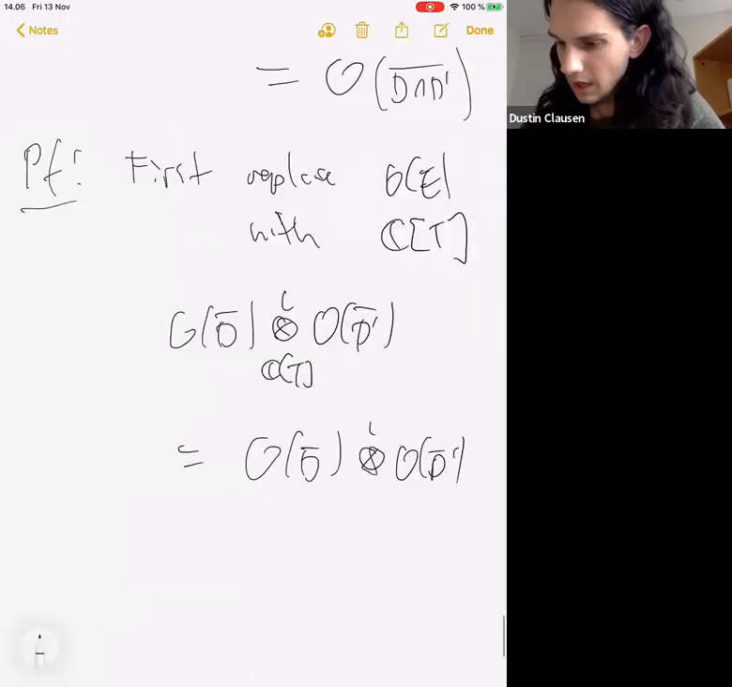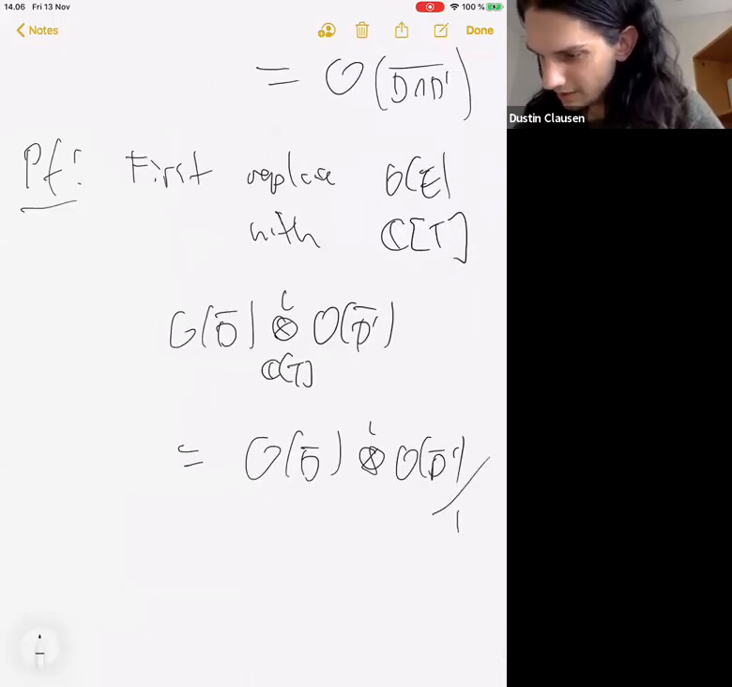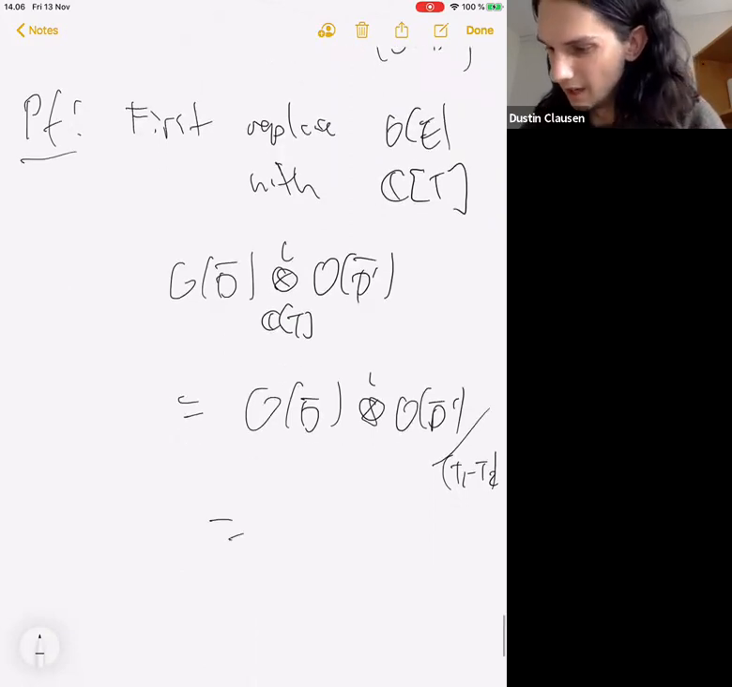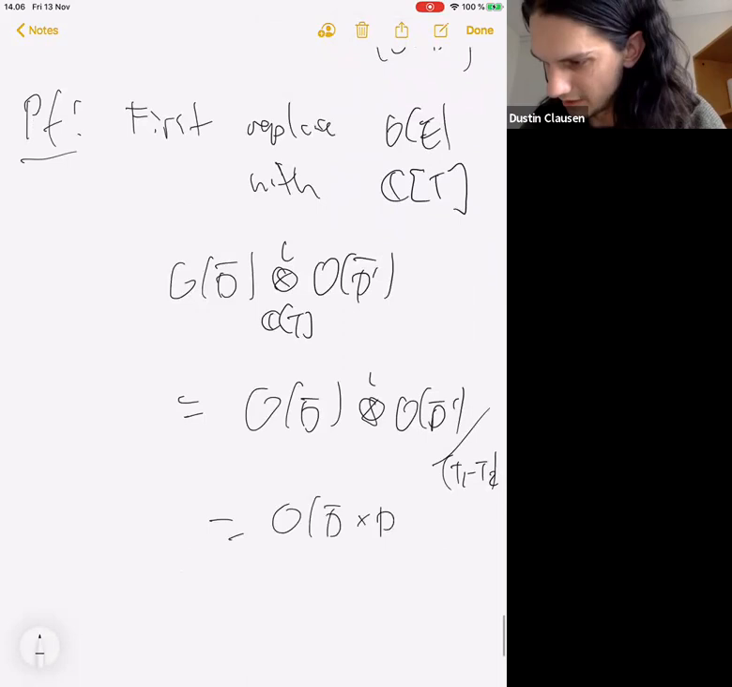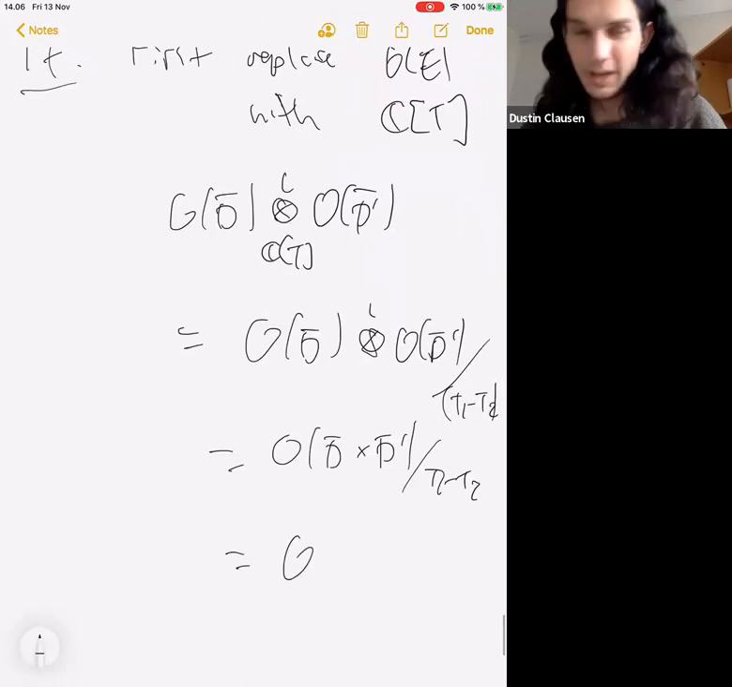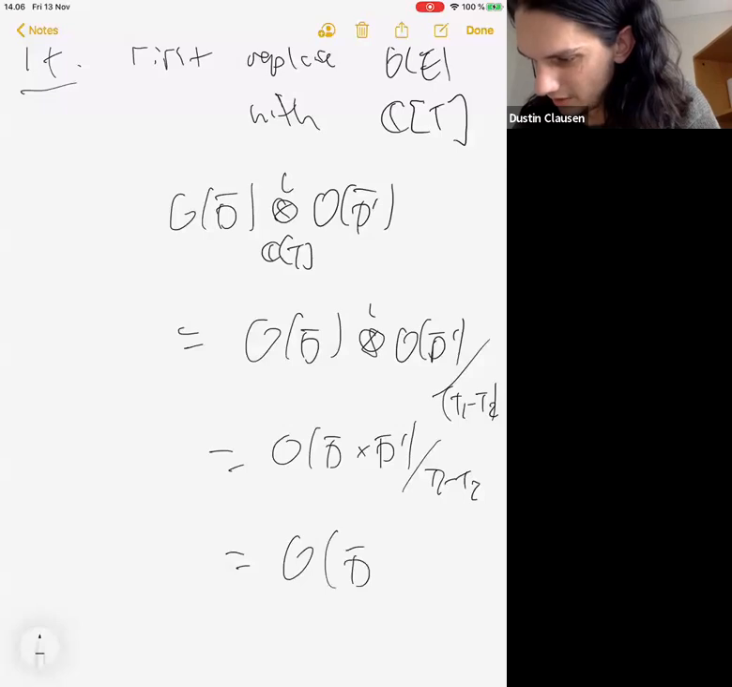And then you have to set T1 equals T2 in some sense. This is just pure algebraic nonsense. The action of T here has to be equal, and this should be derived modding out, but it's not going to matter. Then this is O of D hat cross D prime hat, modulo T1 minus T2. And then it's some fairly classical analysis of rings of holomorphic functions that in this case is the same thing as the functions on the intersection.